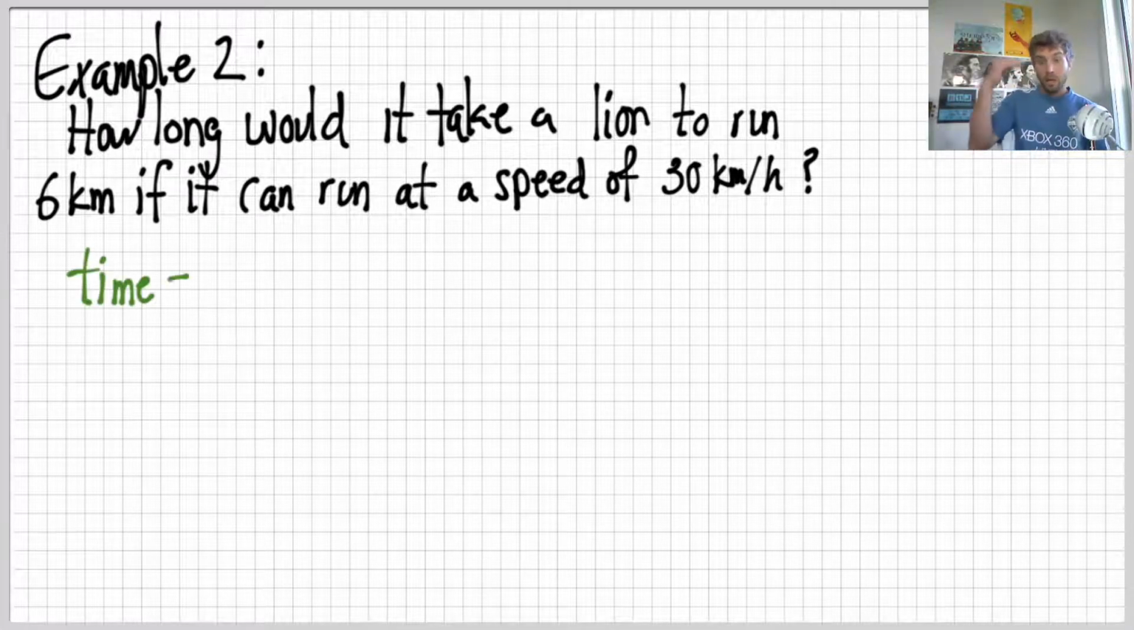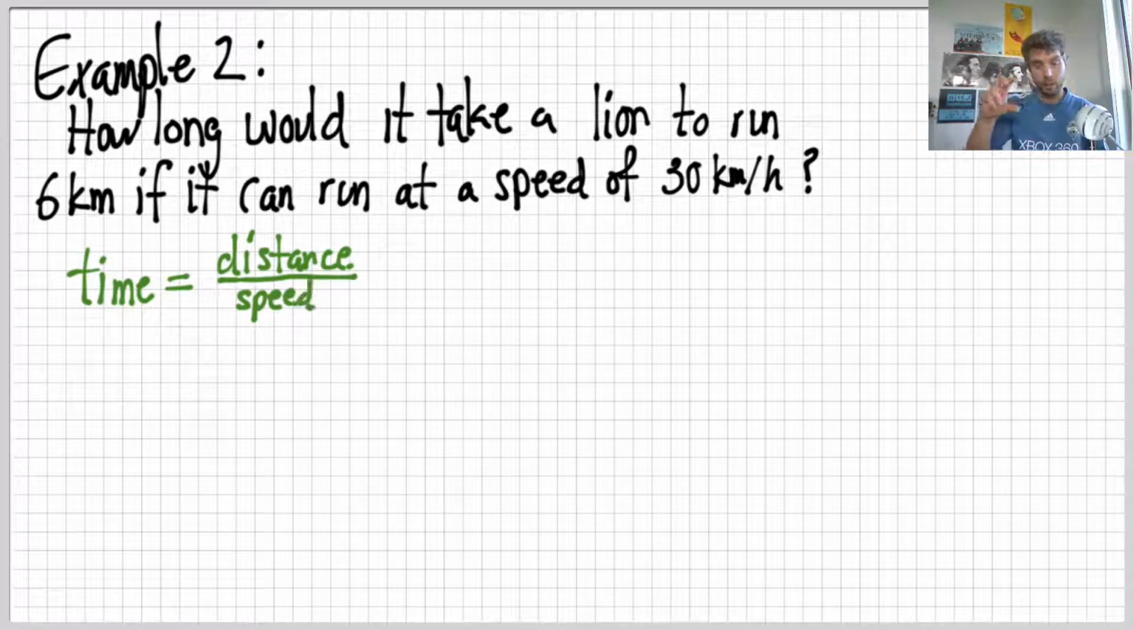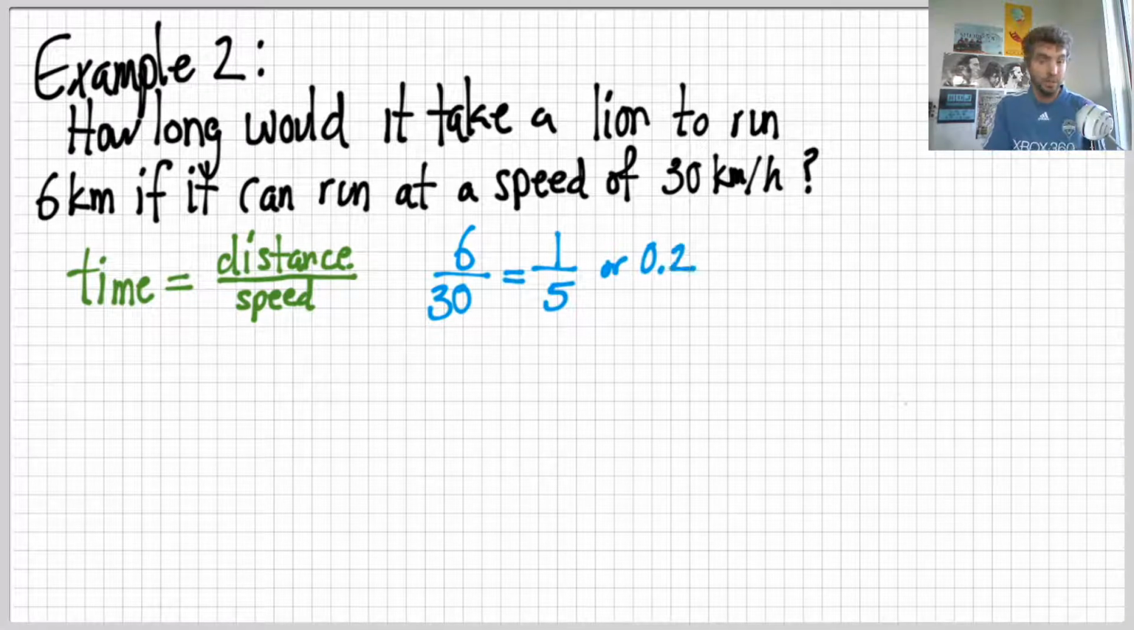From previous videos, I explained these equations, and we know that time is distance over speed. If we do distance divided by speed, we get the time. So we take the distance, 6, divided by the speed, 30, and of course we can simplify that to 1/5, or we can make it 0.2.